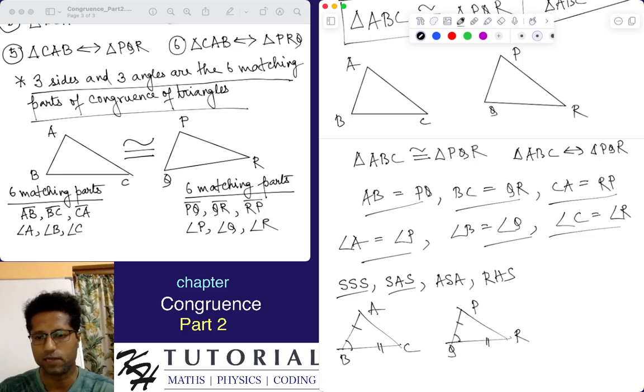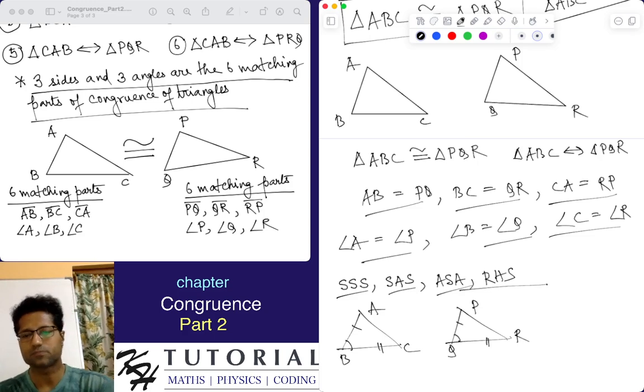So if I am trying to check whether the sides AB and BC are equal to the sides PQ and QR, then the angle that I will check is the angle between the sides AB and BC, which is angle B, and the angle between PQ and QR, which is Q. So that is SAS. And what is ASA?